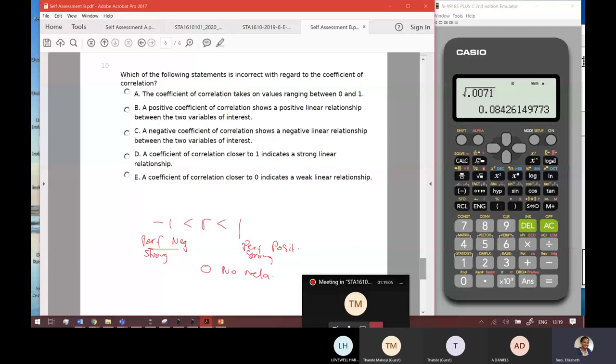You need to interpret R. So between, let's say, 0 and 0.35, we say it is weak. We did this. You got this.